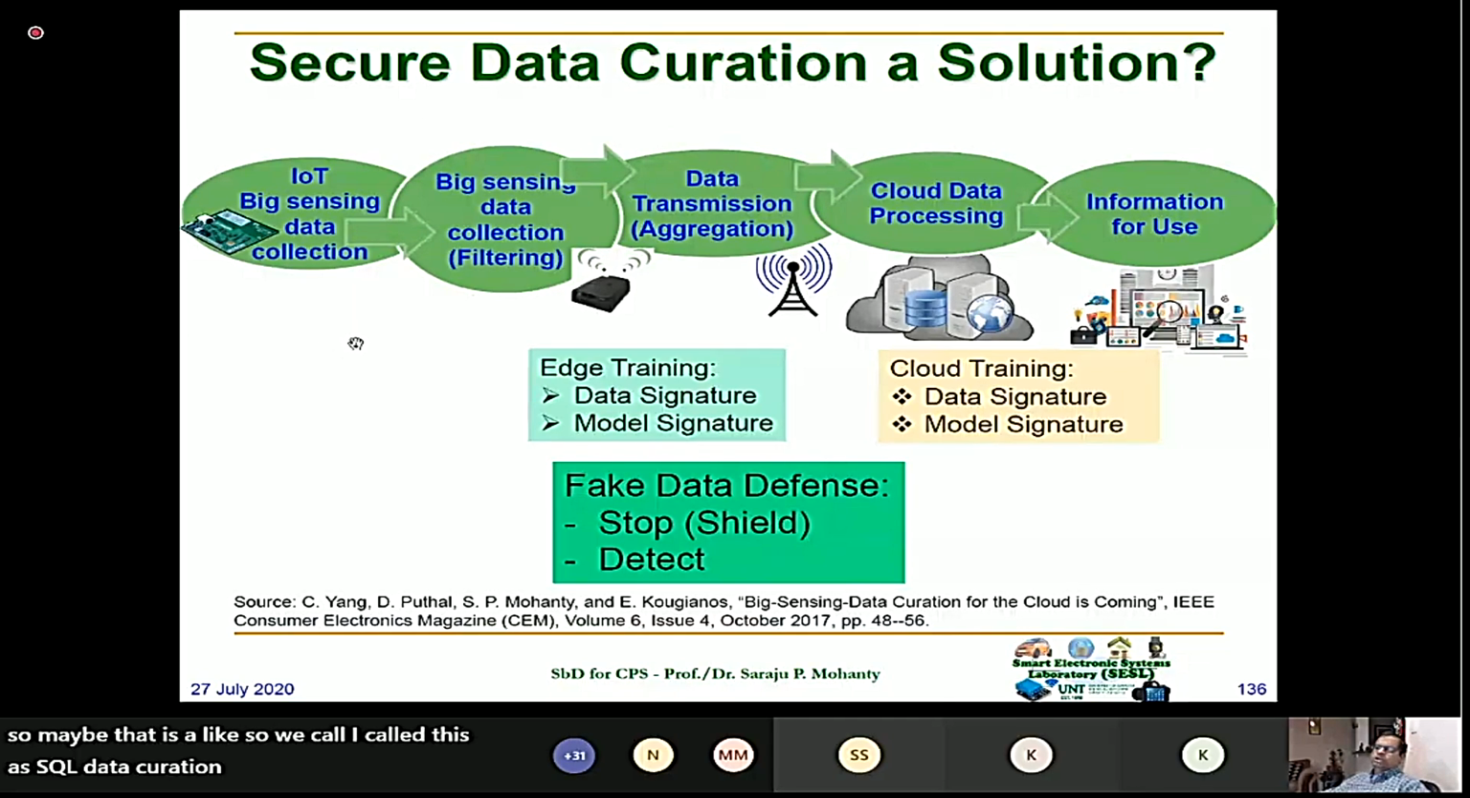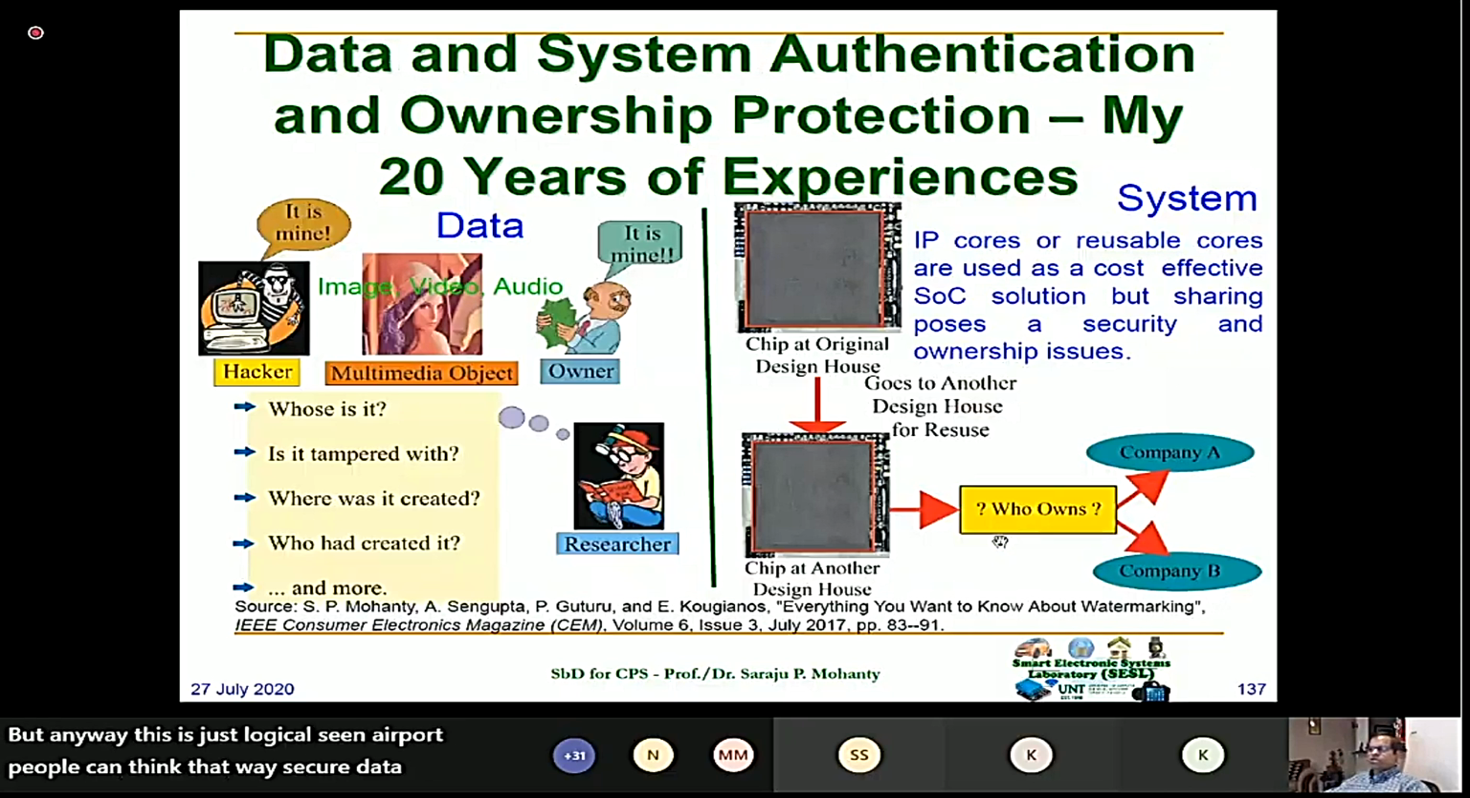That means you take the raw data, and curation means keeping the data in a proper way so that it can be used. So filtering, aggregation, all these things. At any step, how can we do it in a framework where data is never compromised? That's the idea, but this is just a question I put. People can think that way. Secure data curation, I just coined the term.